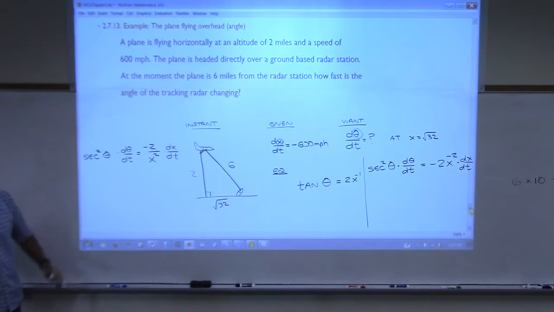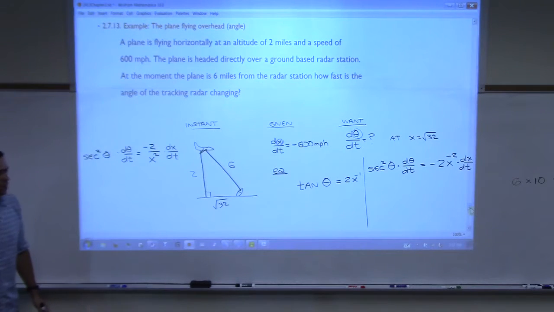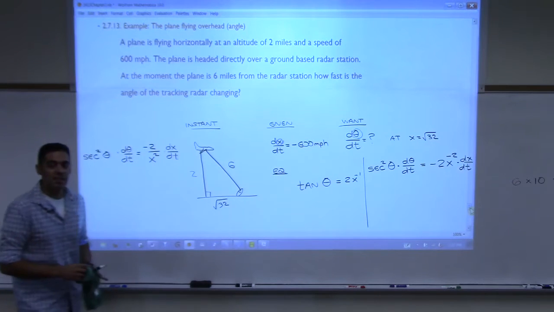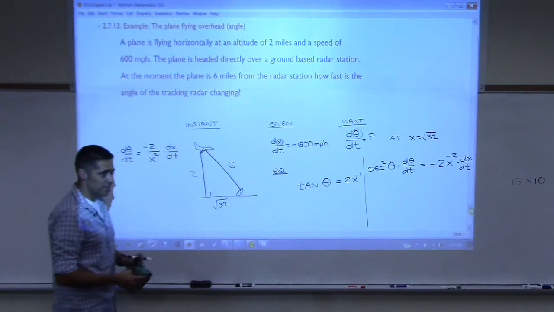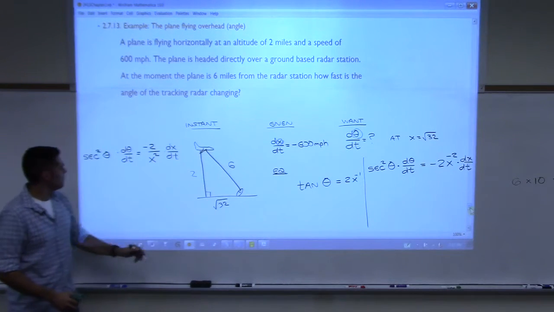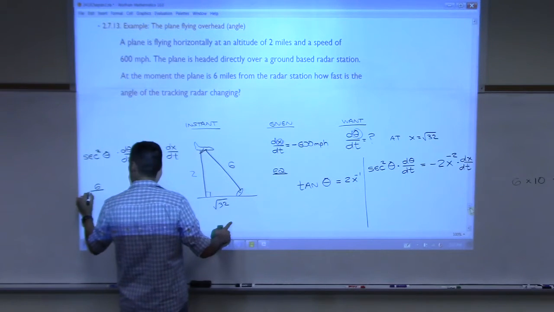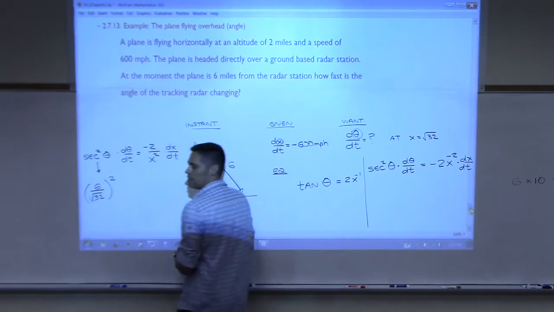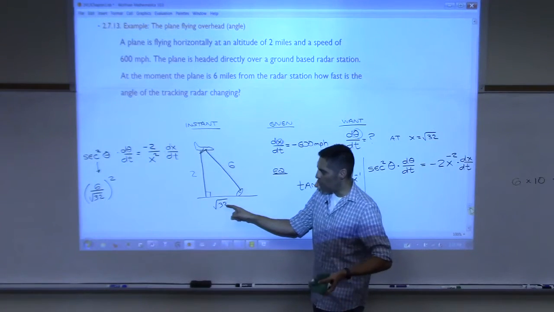Secant theta squared. So can you tell me from this picture, because I can look at this picture now in the instant in time, what is secant theta by definition? Hypotenuse over adjacent. What is the hypotenuse over the adjacent? 6. So this is going to become 6 over root 32, squared. Do y'all see that? Secant theta is hypotenuse over adjacent. Square it.